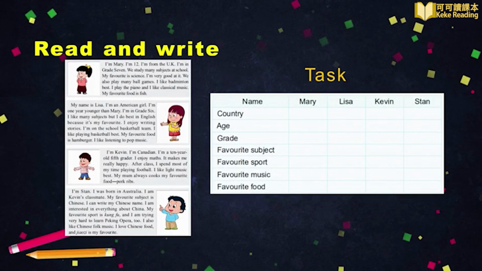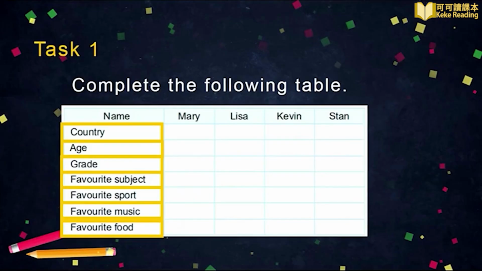Read and write. There are 4 children. They want to introduce themselves to you. Let's read the introduction together and then complete the table. On the table, there is some information that we will read out from each introduction. Let's see what they are.